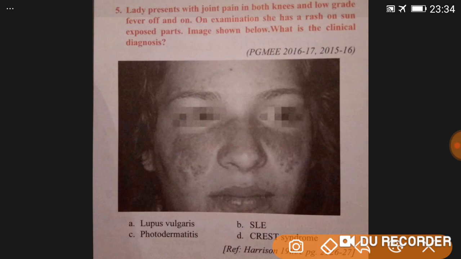A lady presents with joint pain in both knees and low grade fever off and on. On examination, she has a rash on sun exposed parts. Image shown below. What is it? Shape, it's butterfly. These are the butterfly rashes, in SLE.